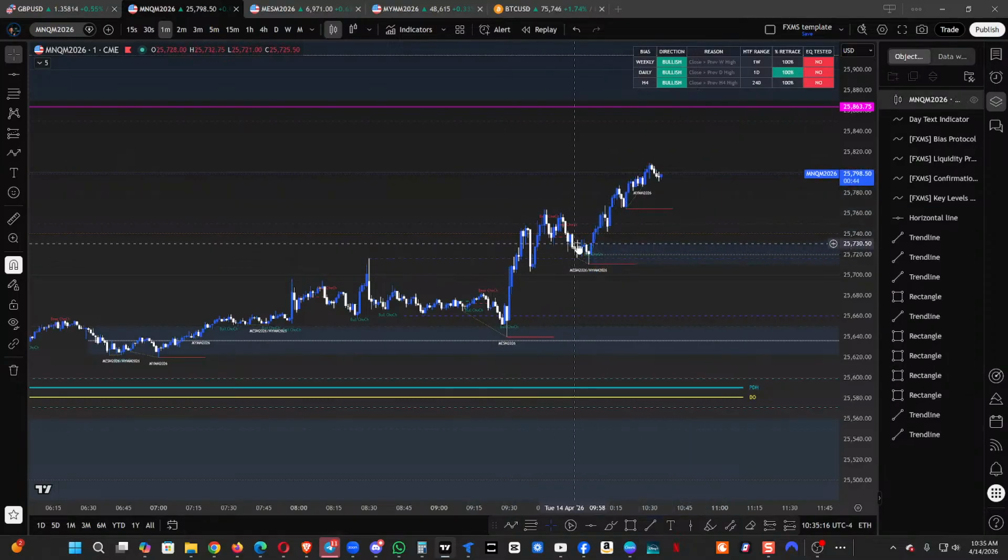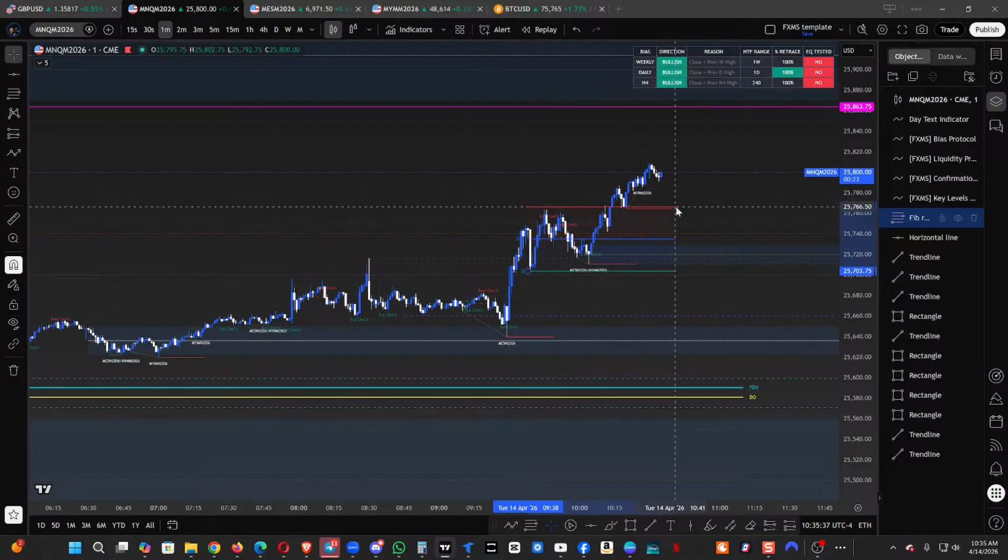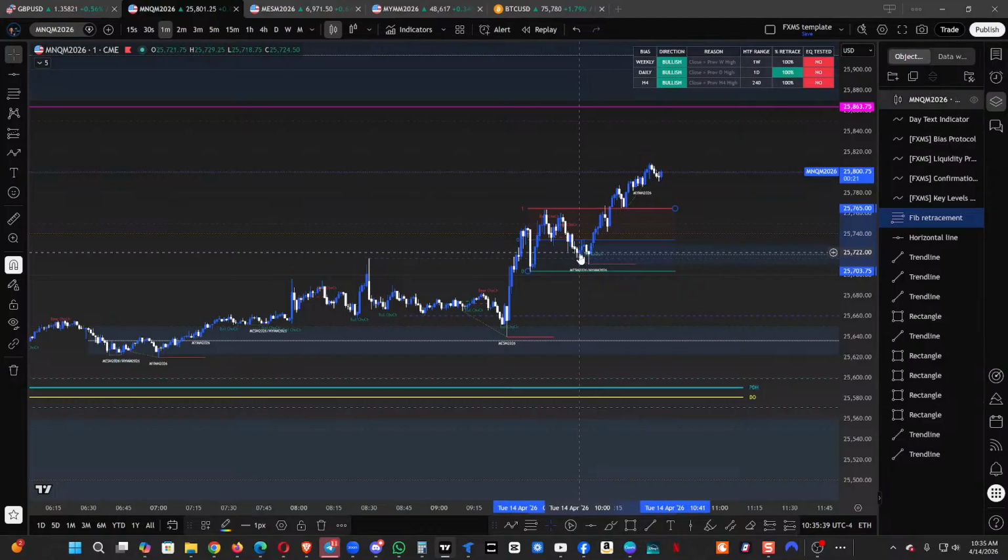So there was one potential setup there, but it was high up in the range. I wanted to come back into our discount. This is still the premium of the range here. So if we would have counted this as our range, then yeah. But if we would have taken this as the range, which we technically could have, then we had a nice discount retracement.